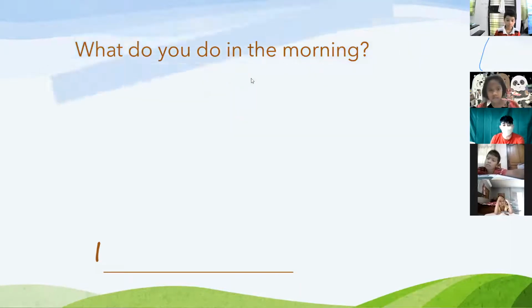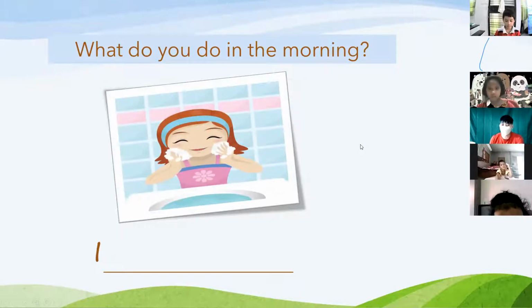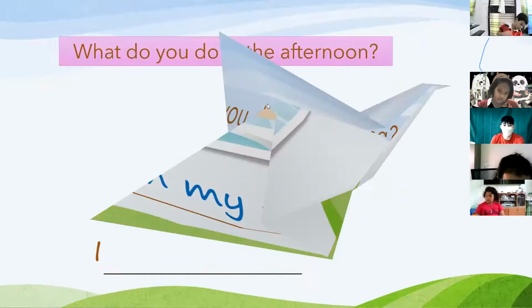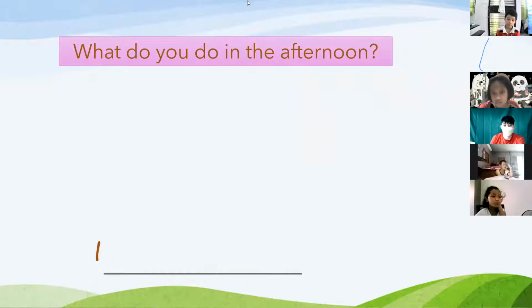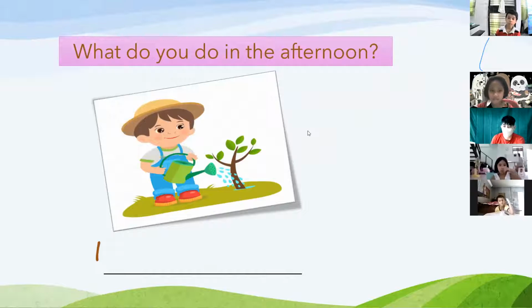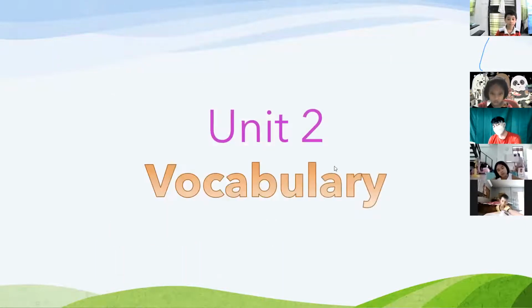Okay, we have, what do you do in the morning? I wash my face. How about this one? What do you do in the afternoon? I water the plants. Okay, now let's proceed to unit two vocabulary.